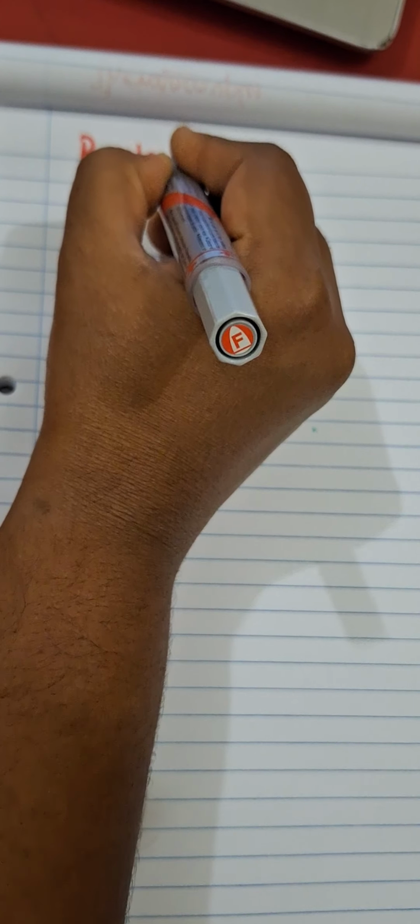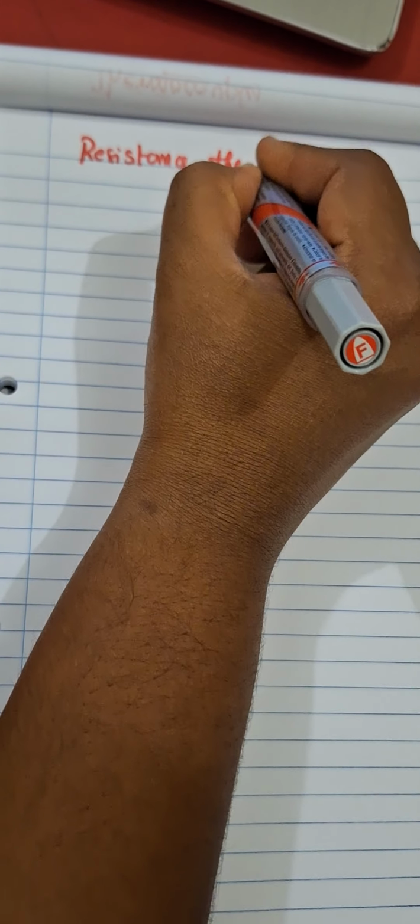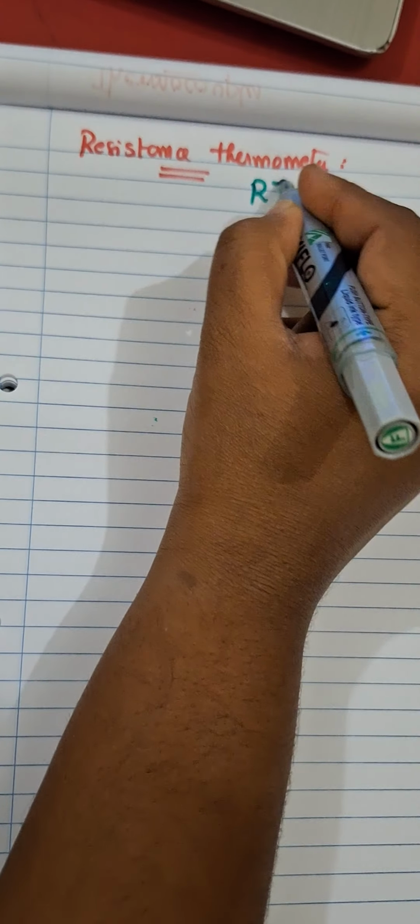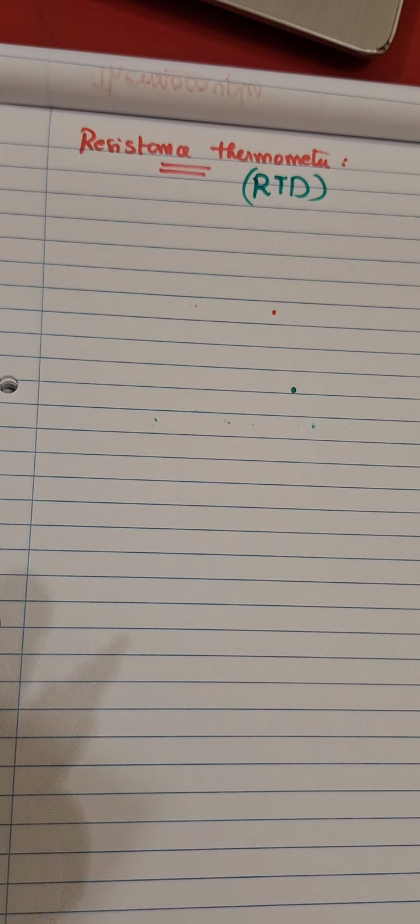So next is resistance thermometer. Usually this is referred to as a resistance temperature detector, also called RTD. So this helps us to detect the temperature from a resistance.